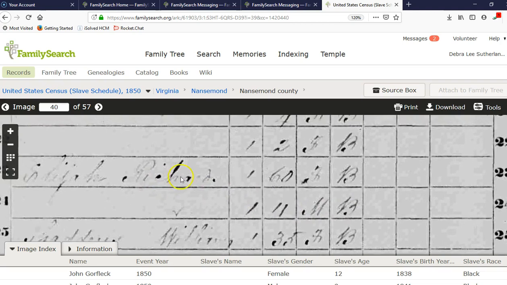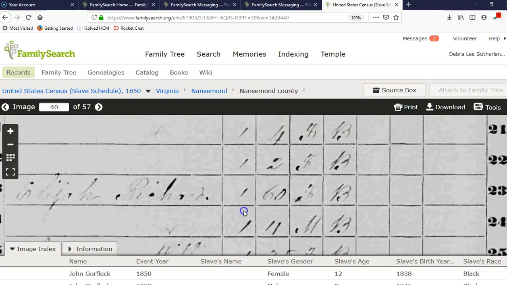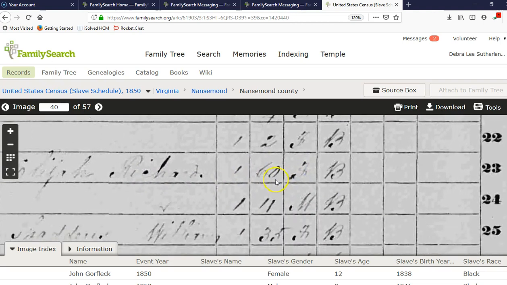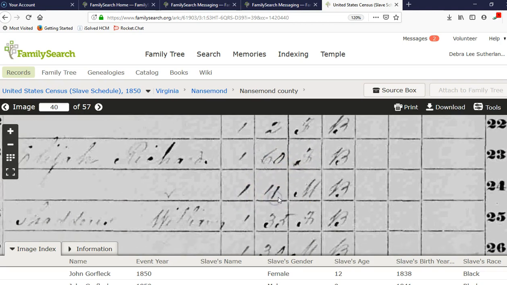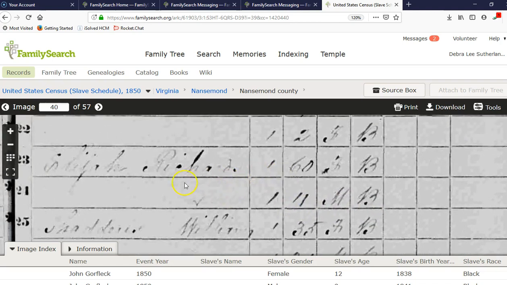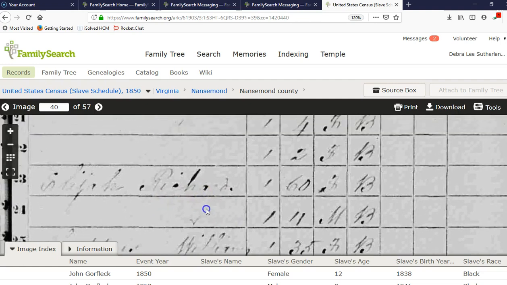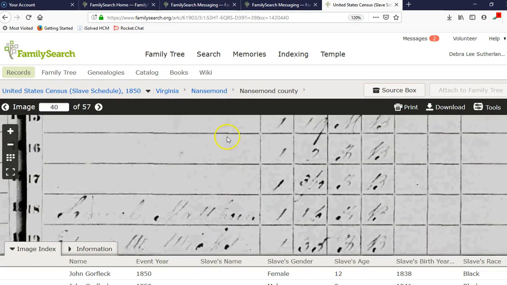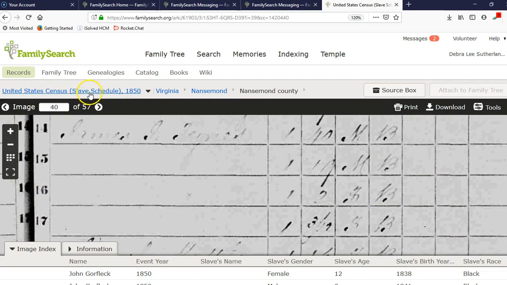But it looks like Elijah Richards had a female slave that was 60 years old. He also had a male slave that was 11 years old. Sometimes they put in the names, other times they didn't put in the name. So it just depended. But this is a slave schedule, so it's going to show you who they had in their services at that time.